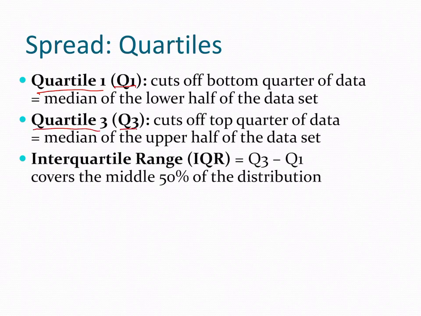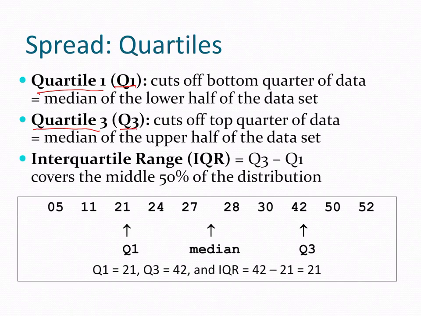Quartile 3, or Q3, cuts off the top quarter of the data. It's the median of the upper half of the data set. And our interquartile range, or IQR, is equal to Q3 minus Q1, and it covers the middle 50% of the distribution. So let's go ahead and look at this here.